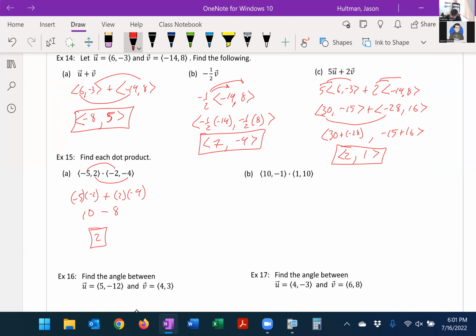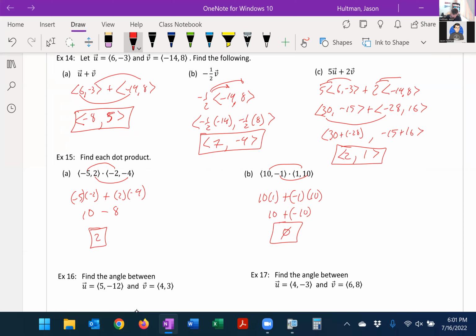Okay, B, this is going to be the product of the x's and the product of the y's. We're not adding here, we're multiplying. This is going to be 10 times 1 plus negative 1 times 10. That's 10 plus negative 10, which is 0. So the dot product is 0.